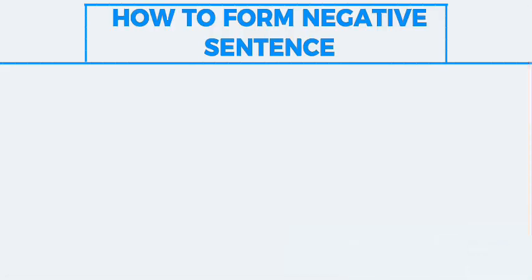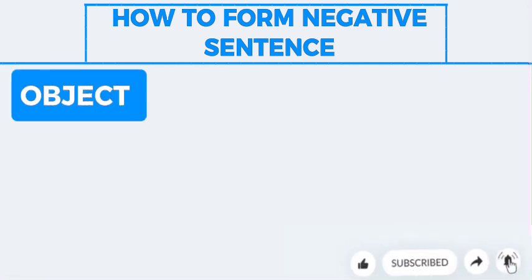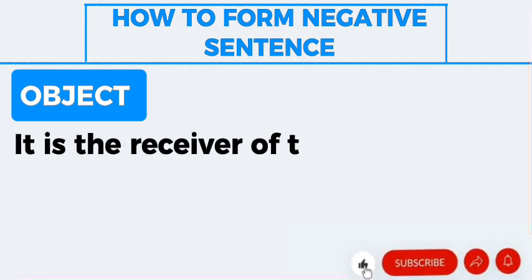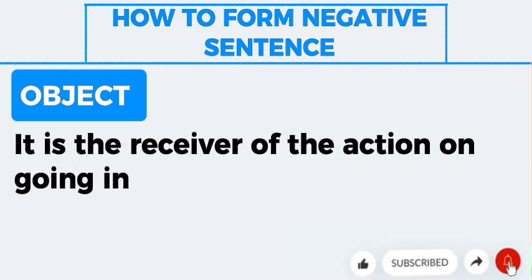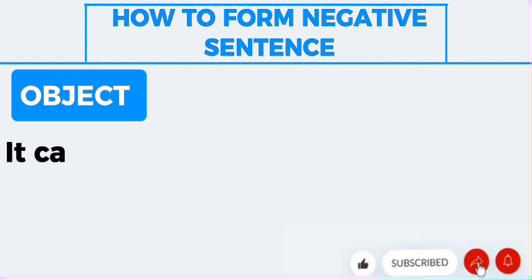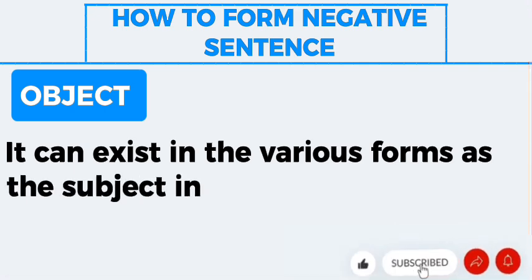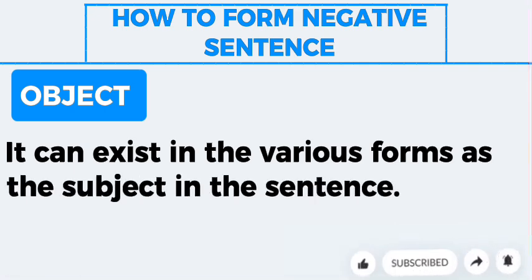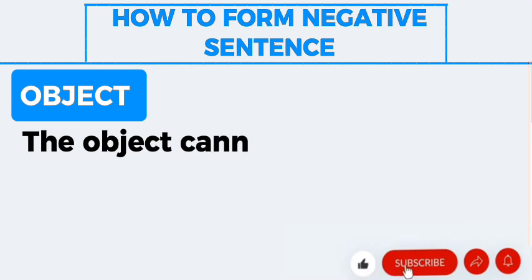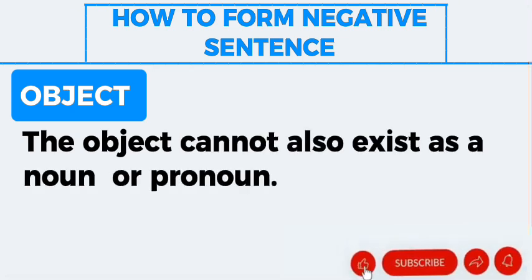Okay people, now let's take a look at the last component of the negative sentence, and this is the object. The object is the receiver of the action in the negative sentence. Anyway, it can exist in various forms just as the subject. This means the object can also exist as a noun or a pronoun.